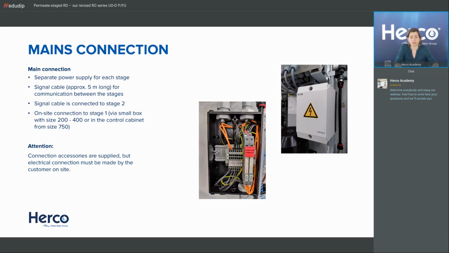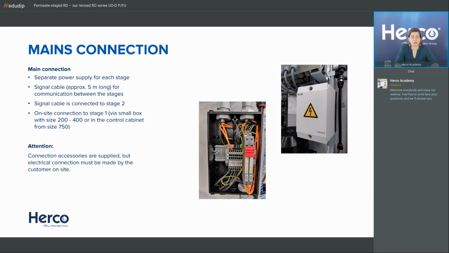Okay, now the electrical or the mains connection. The hydraulic connection is pretty easy, really. The electrical one is a little bit more complicated, but not too bad. So we have a separate power supply for each stage. That's clear, easy to connect. We have a signal cable to communicate between the stages. And the signal cable will come connected to stage 2 already. So you only have to connect to stage 1.